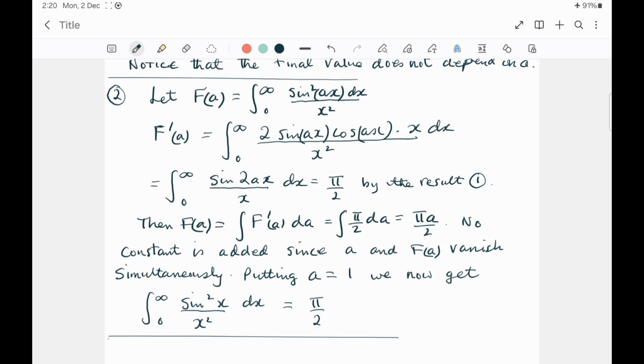Okay, so then integrating, f of a will be the integral of what we've just found. So the integral of pi upon 2 integrated with respect to a, which quite easily, of course, is pi a upon 2. I've not added a constant because a and f of a vanish simultaneously. Putting a equal to 1, we now got what we want, which is the integral between 0 and infinity sine squared x over x squared dx is pi upon 2.